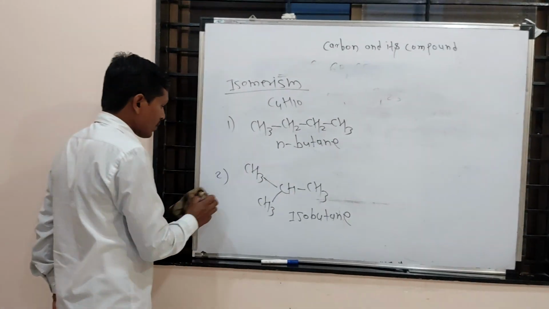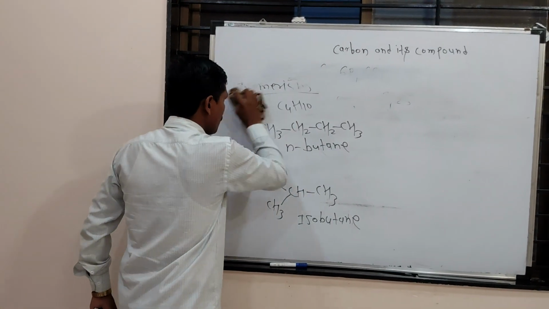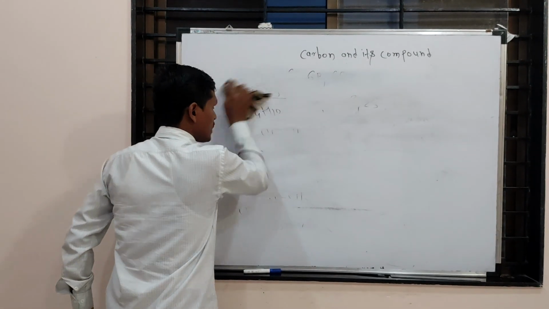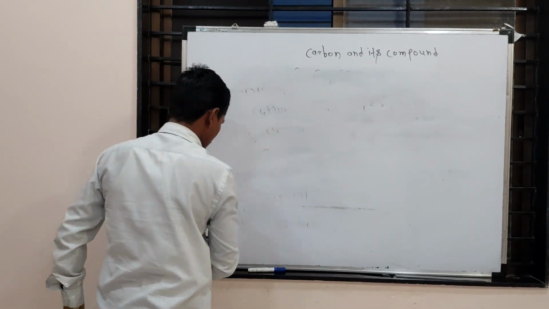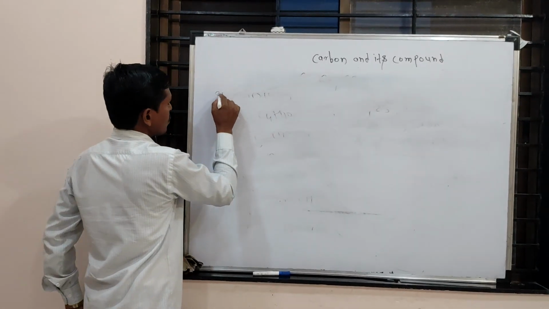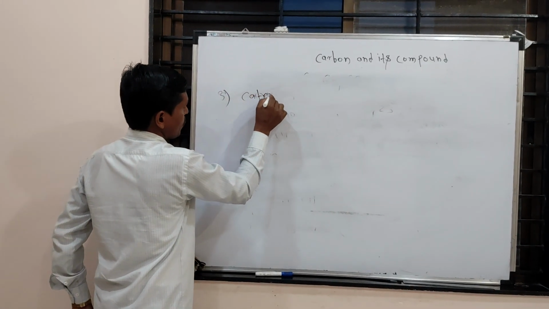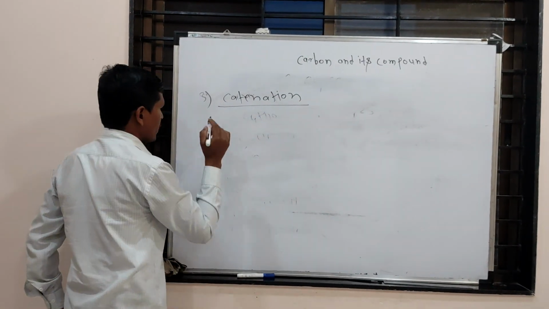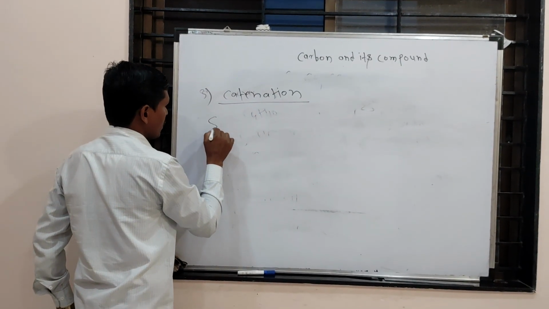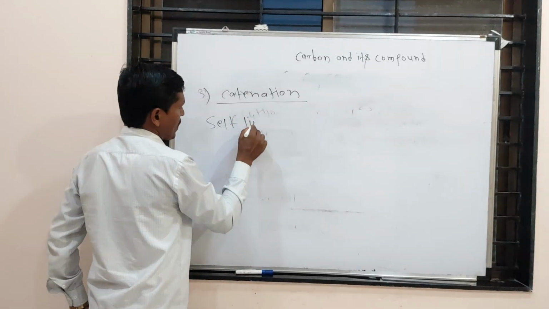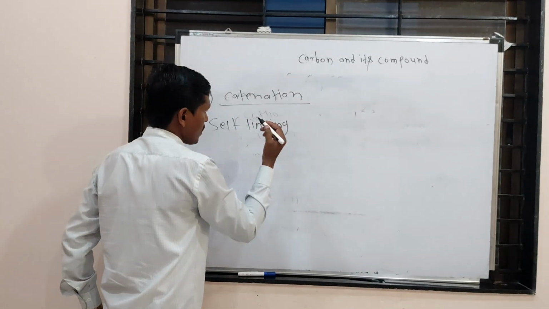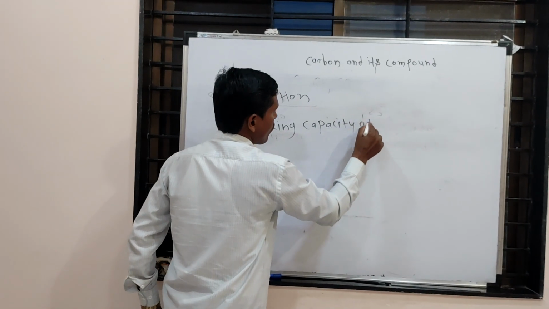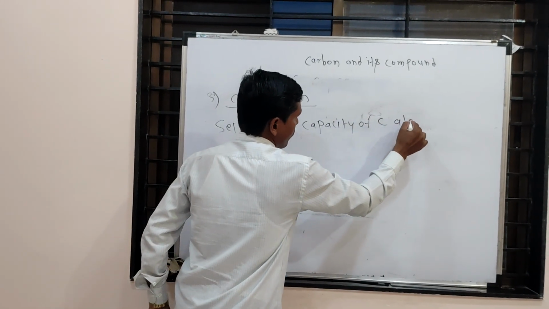One more property that I am going to discuss about this carbon topic, that is nothing but catenation. So the third property is catenation. So what is meant by catenation? Catenation is nothing but the self-linking capacity of the carbon atom.